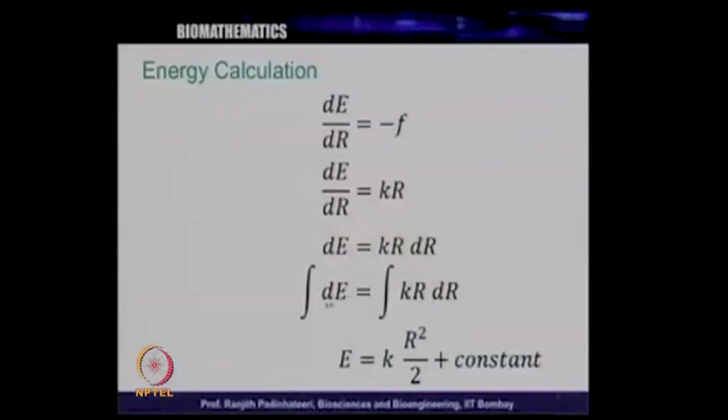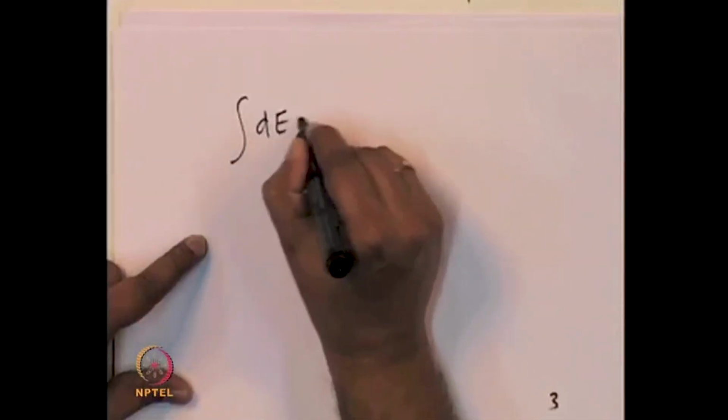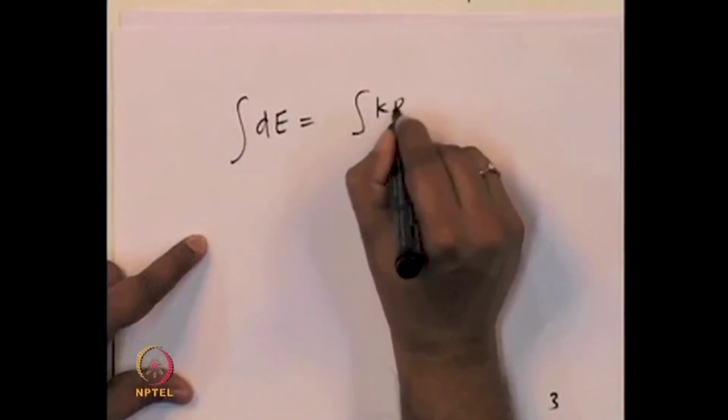Now, you can also do this by saying that you can pull the spring from this place to this place, and you can ask the question, how much is the energy cost to pull the spring from here to here. So, let us do that here. Have a look at the slide. The equation is integral dE is integral kr dr. So, let us write that here: integral dE is integral kr dr.